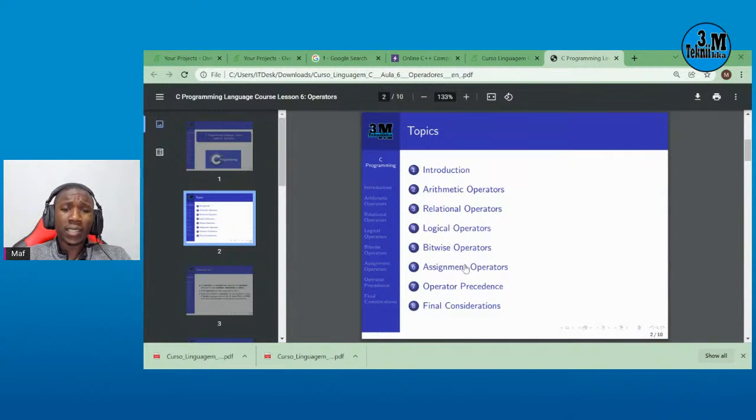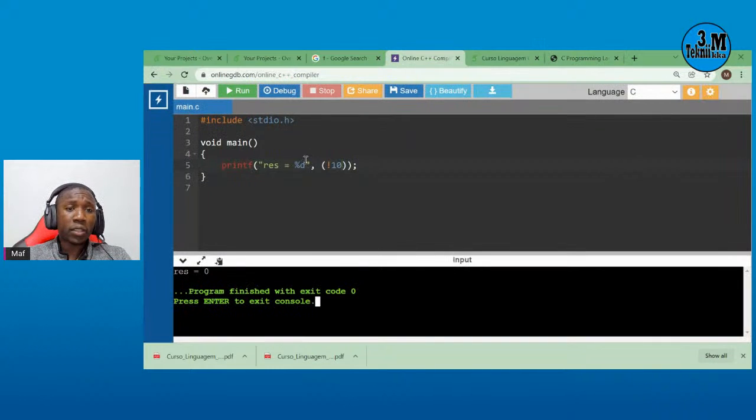Logical operators, then assignment operators before, and then bitwise operators, okay? Assignment operators, let's talk about it. I have a variable here, int a is equal to 1. That means this is an assignment operator. I'm saying 1 is assigned to a, or a is going to take this value. This is the assignment operator.